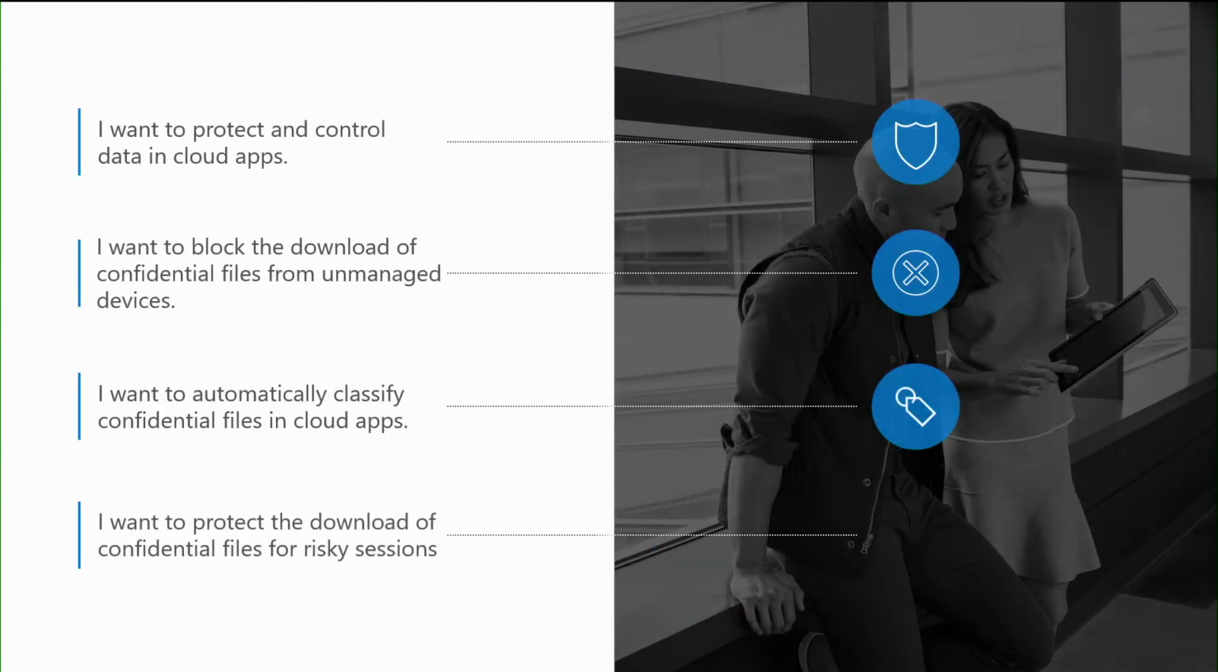So let's talk about some use case scenarios. How does this become real in my environment? I want to protect and control data in cloud applications. I want to block the download of confidential files from an unmanaged device. I want to automatically classify confidential files in cloud applications. And I want to protect the download of confidential files from risky sessions.